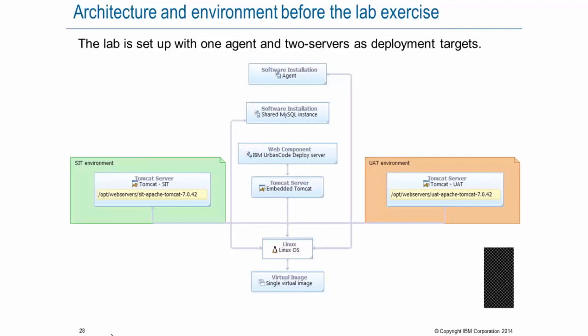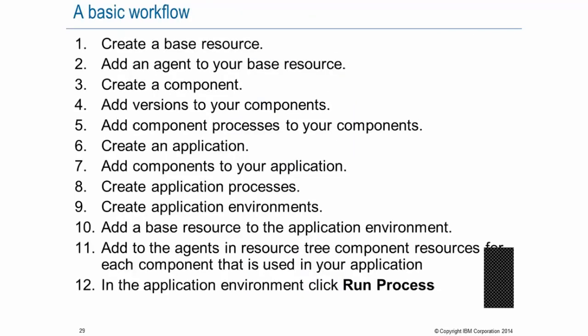So the basic flow, and this is what you'll go through in the lab workbook, is that you're going to create resources. Once you get the resources created, you're going to add the agents to that resource, create the components. You add the versions of the components. You'll add the component process for the components. You'll do all this for the lab. So this is just the basic workflow of setting up the environment.